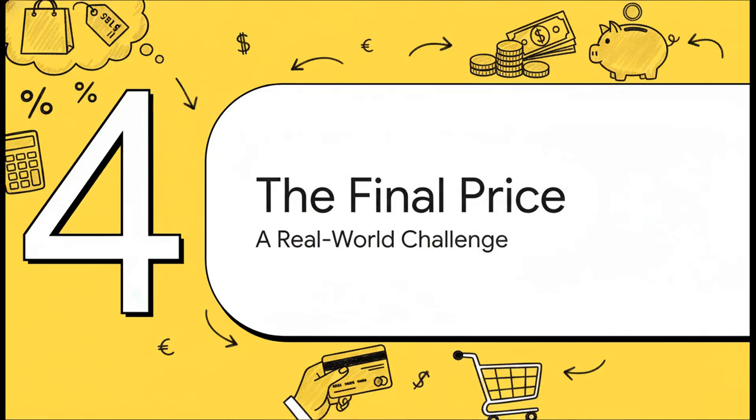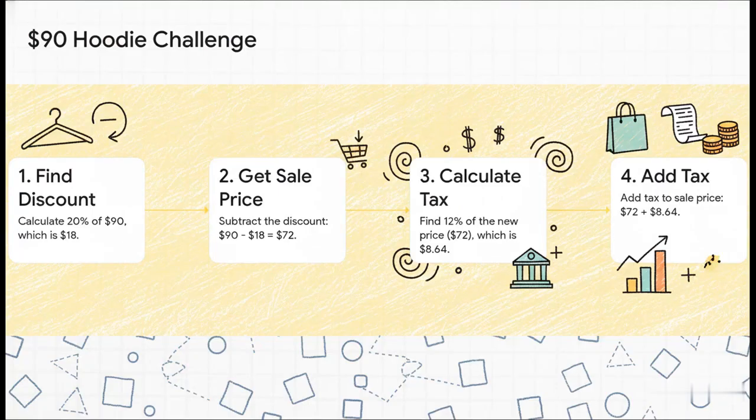This is the final challenge, a classic real-world problem. You find a hoodie you love, it's on sale, but you know you also have to pay tax. So what's the final damage to your wallet going to be? Let's walk through it. We've got a $90 hoodie, and there's a 20% discount. So first things first, we find the discount. 20% of 90 is $18. So we take that off, and our sale price is now $72.